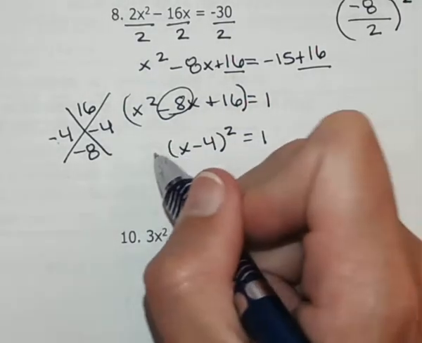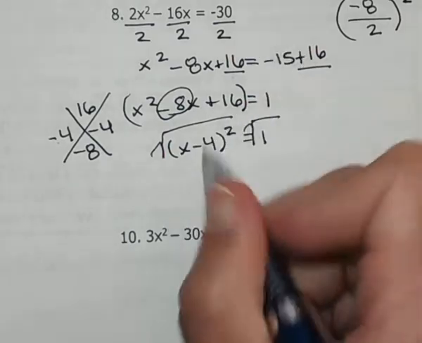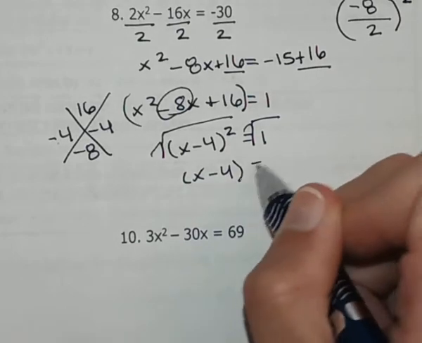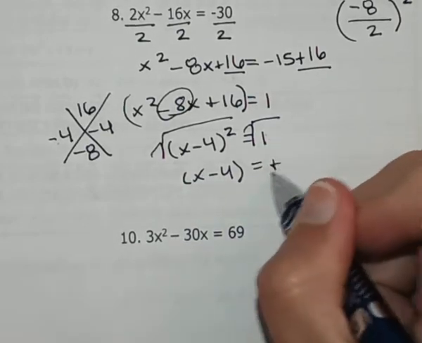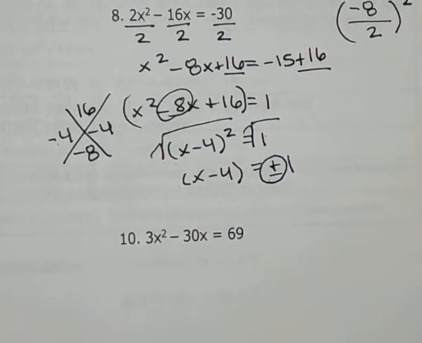Alright, now we just solve. So I square root both sides because I want to get rid of that squared. So now I'm just left with what's underneath. x minus 4 equals the square root of 1, which is plus or minus 1. This is a key step as well. That will give you your two solutions.